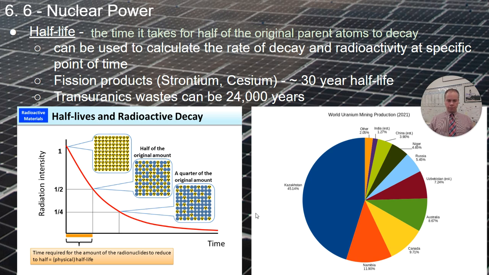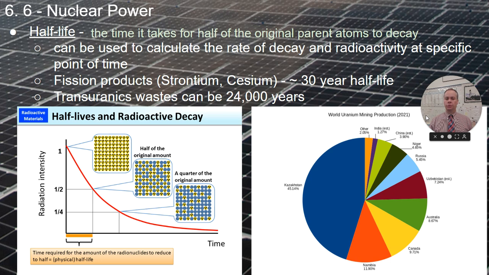And so the fission products that are produced by the breakdown of uranium in nuclear power plants, some of them have half-lives of 30 years. The materials strontium and cesium. Some of the waste products that are produced during nuclear power generation can last tens of thousands of years. And so this is important because this is an important trade-off, a constraint about using nuclear power, and this is one of the reasons why some individuals support nuclear power and others don't.